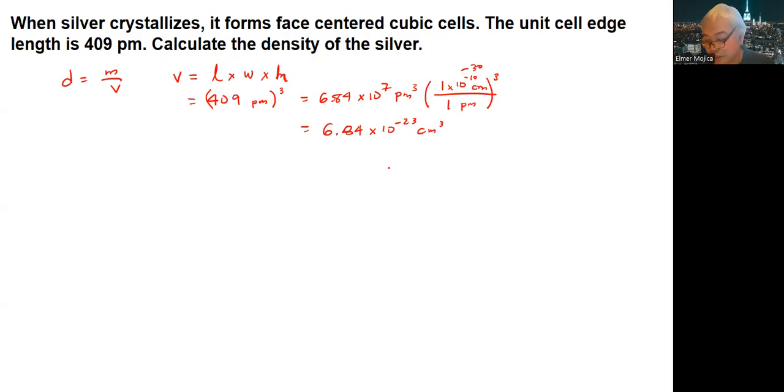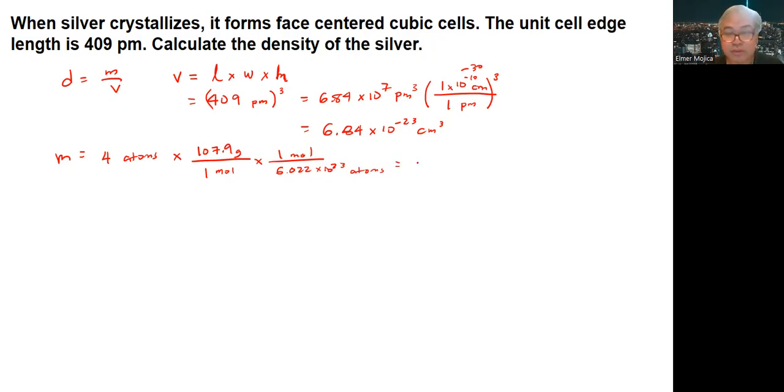Okay. Now, in terms of the mass, this is a face-centered cubic cell. So that means there's 4 atoms per unit cell. Okay. And then we multiply it with 107.9 grams per 1 mole. And per 1 mole, we have 6.022 times 10 to the 23 atoms. So you will end up with what? 7.17 times 10 to the negative 22 grams.